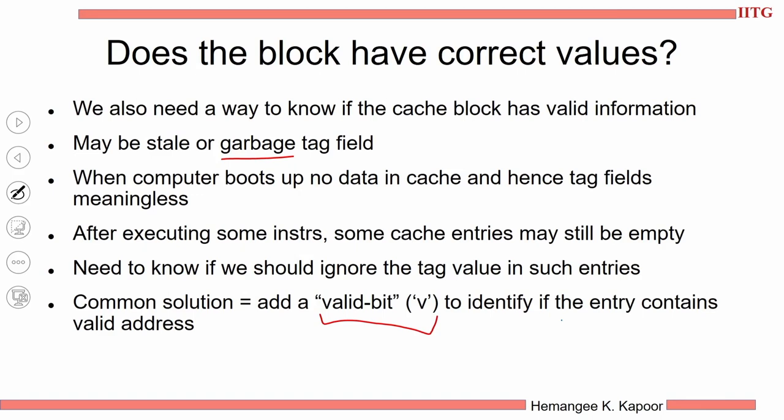You would also need the valid bit when there is a big cache but only a few entries are filled. Say out of these 4 entries, we have filled this and this entry, but the other 2 entries we haven't yet filled. So for those, the valid bits will remain 0. The valid bit is useful to identify the blocks which are really present and updated by the program, and all the others will have the V bit equal to 0.